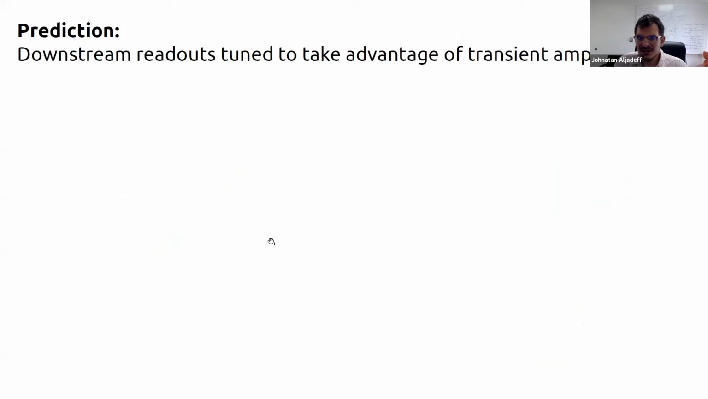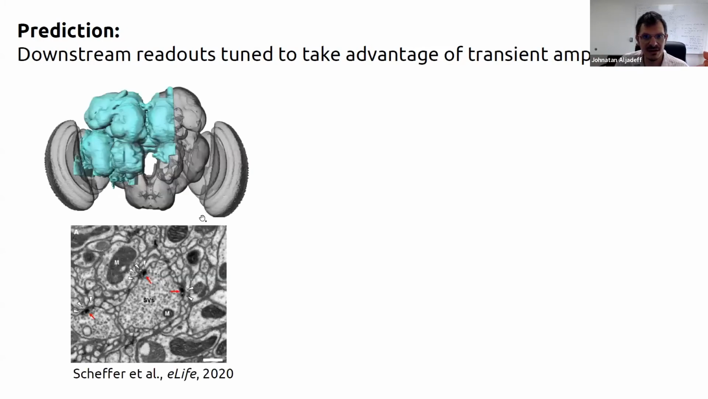Okay, so our prediction is that downstream readouts should be tuned to take advantage of this transient amplification. And in particular, in this transient amplification, we had this weighted sum. So we want to look for a signature of downstream connections implementing this weighted sum. To do that, we turn to the fly connectome dataset from Janelia Research Campus.